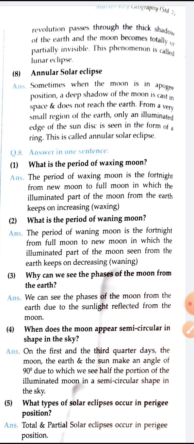Annular solar eclipse. Sometimes when the moon is in apogee position, a deep shadow of the moon is cast in space and does not reach the earth. It only reaches space and gets stuck there. From a very small region of the earth, only an illuminated edge of the sun disk is seen in the form of a ring. This is called annular solar eclipse.